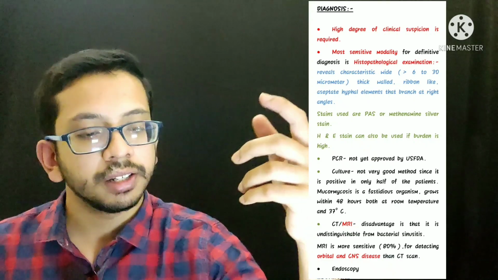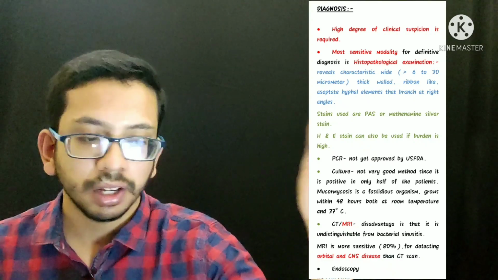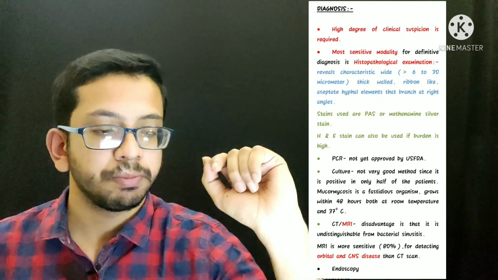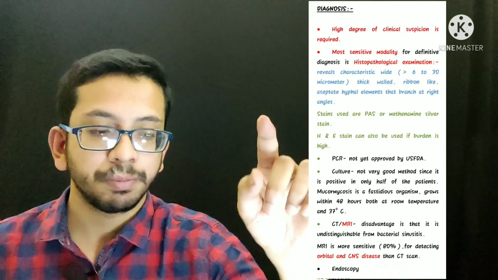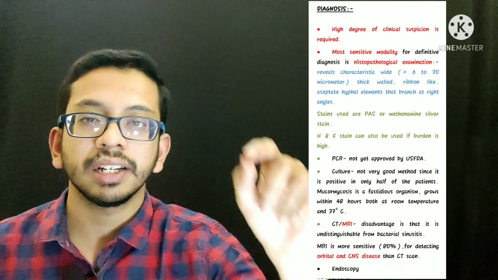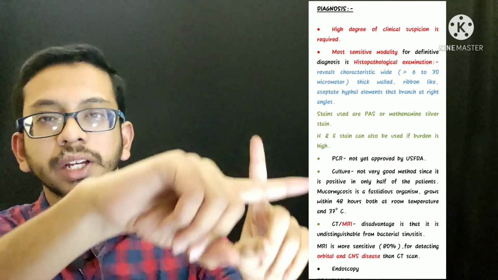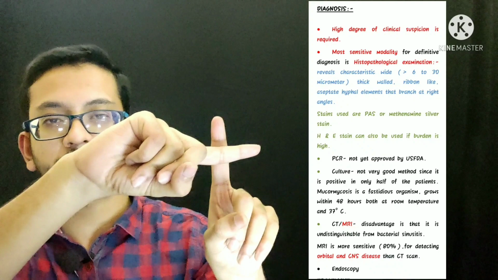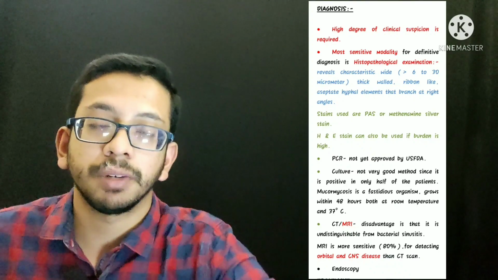On histopathology, the organisms are wide, 6 to 30 micrometers. They have a thick wall, very important. They are ribbon-like, and most importantly, they are aseptate hyphal elements that branch at 90-degree angles. So mucormycosis will mostly look like this. They will branch at 90-degree angles and they will be aseptate.